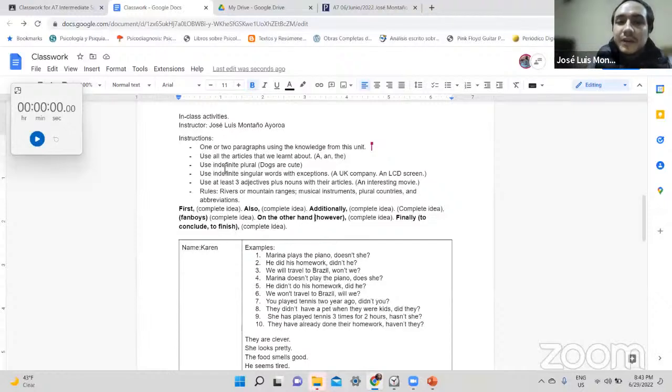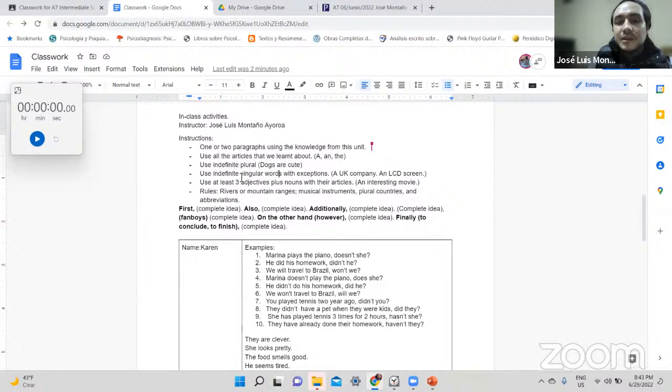Now, here, if I don't say you need to use all of them, it means that it's enough if you say one example with a, one example with an, one with the. But you know that you can use a lot of examples with that one. Here it says indefinite plural, so perhaps it's only one example. One is enough. But if you can write more examples with indefinite plural, very good.